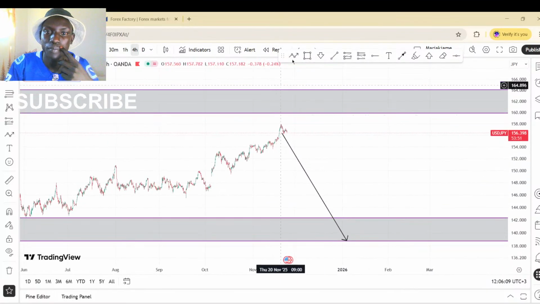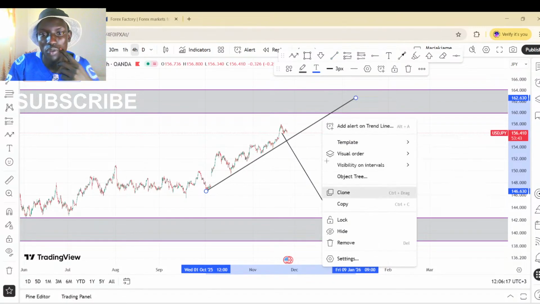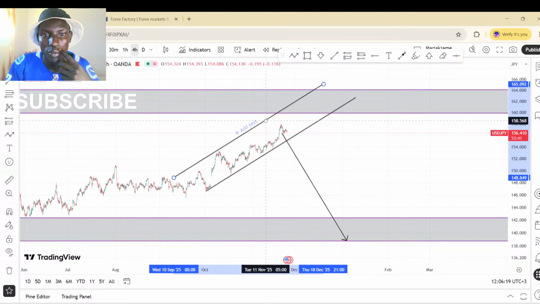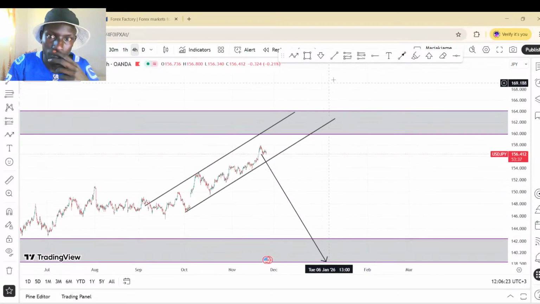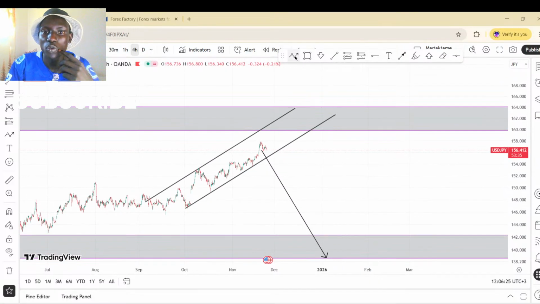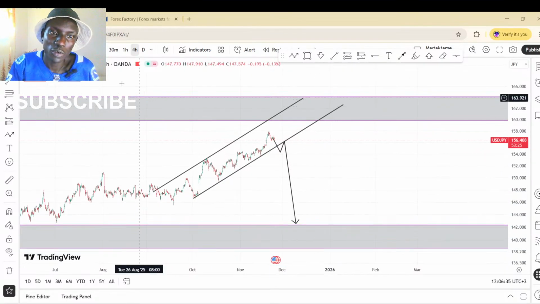We see we can draw our trend lines here. So that is how our trend lines are going to be. So we are just waiting. What we are waiting for is a break here, then a retest, and we go. Yes, a break and then a retest, and we drop down. That is what we are waiting for on USD JPY, guys.